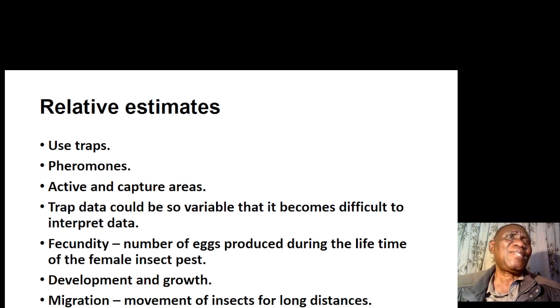Then by the end of the day, you may have difficulties in getting useful information. We may also look at what is known as fecundity, the number of eggs produced during the lifetime of the female insect pest. Probably you may have to do some other detailed studies to get this information. Development and growth. You may also look at migration, movement of insects for long distances. Maybe it could be the fall armyworm.